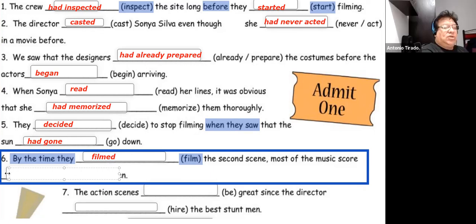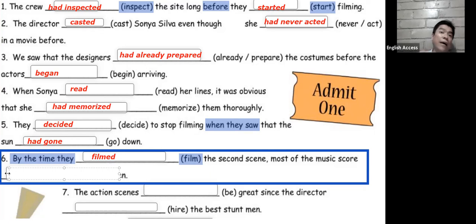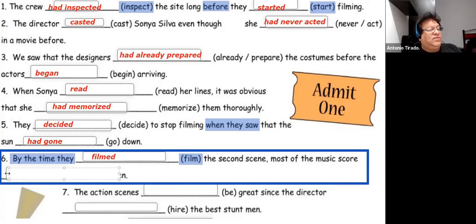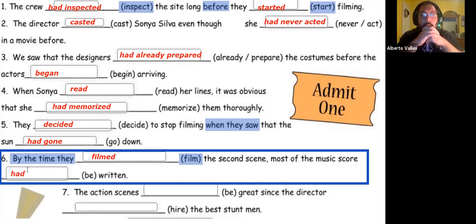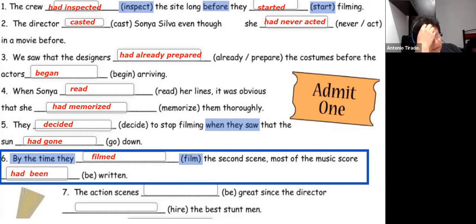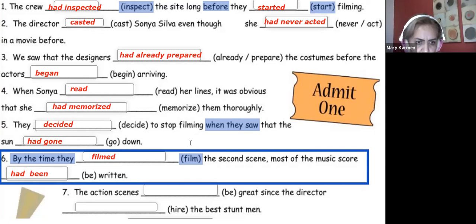Because the next activity I have for you will be a bit more complex without this time marker. It will be pure context where you will have to decide what's first and what's later, even though the verb is in the past participle, written. Had been written. Have been written.